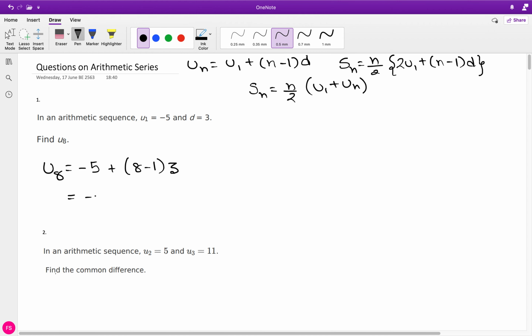This equals -5 plus, you always do this first, 8 minus 1 is 7, and 7 times 3. So you will do this first. 7 times 3 is 21, and 21 minus 5 is 16. This is your answer for question number 1.